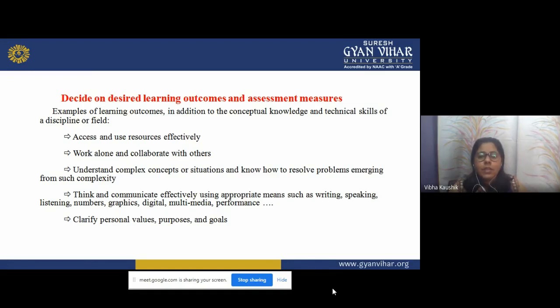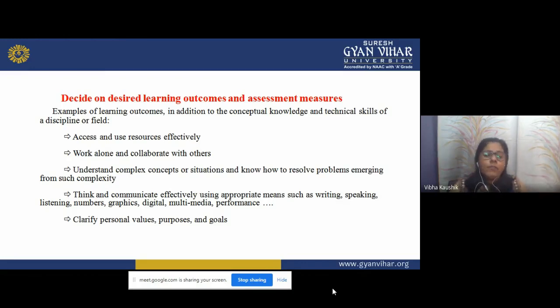Using appropriate means, you can use different means for communicating your ideas. It can be writing, meaning you can give your suggestions and recommendations on a writing basis. Speaking, you can speak out. Listening, you can listen. Numbers, graphics, digital, multimedia performances, means you can use any means to make your communication effective so that other individuals can easily understand what you are saying.